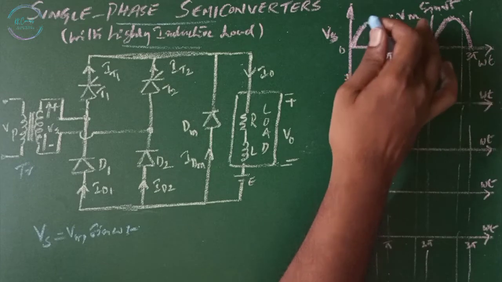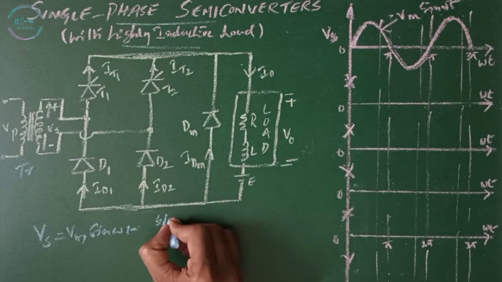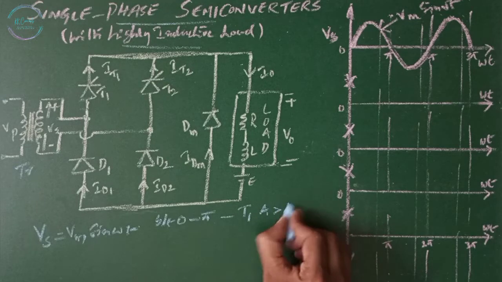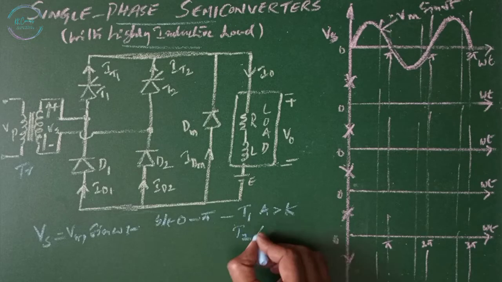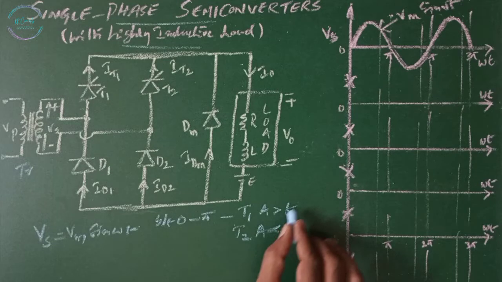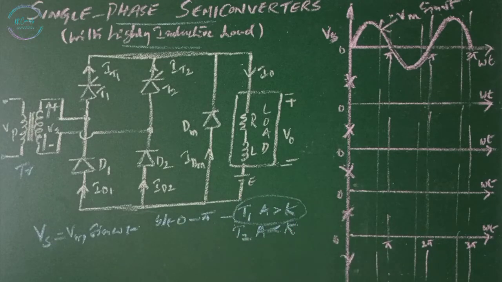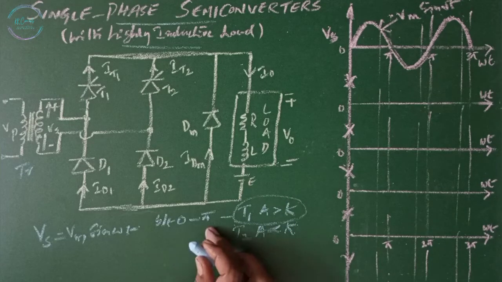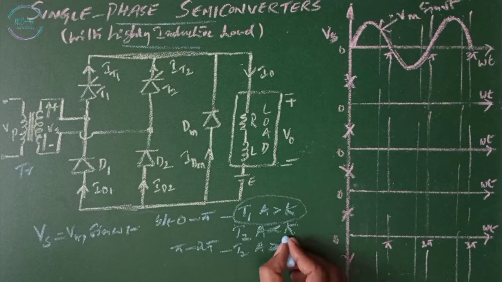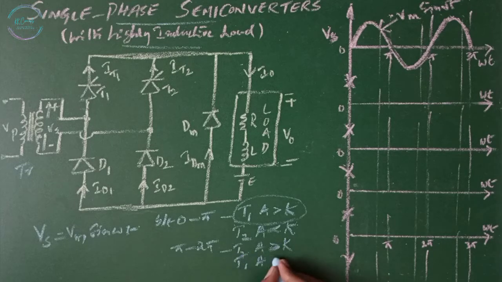In the positive half cycle, that is 0 to pi, thyristor T1's anode is at higher potential than the cathode, whereas T2's anode is at lower potential than the cathode. So we need to give a firing signal to thyristor T1 between 0 and pi. When it is pi to 2 pi, T2's anode potential is greater than the cathode potential and T1's anode potential is less than its cathode potential. So during the next half cycle, T2 needs to be turned on by giving a firing signal.